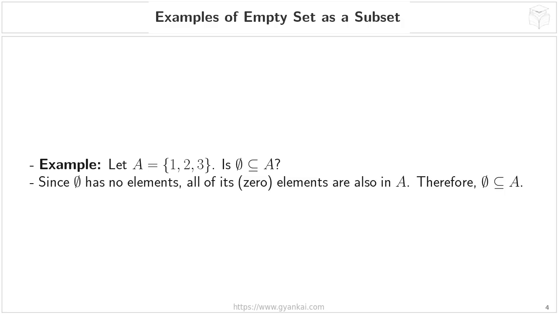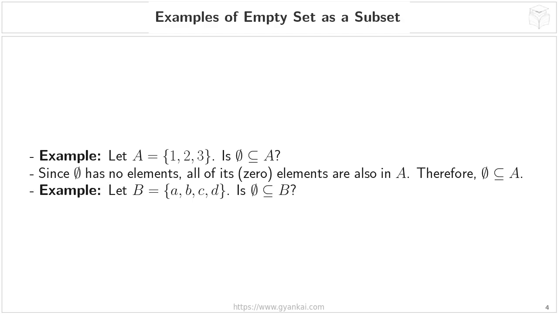Now, remember from the previous slide, to prove that one set is a subset of another, we need to show that every element in the first set is also present in the second set. But the empty set, by definition, has no elements. So, all of its, which is 0, elements are also in A because there are no elements in the empty set to even check. The condition for being a subset is automatically satisfied. Therefore, the empty set is a subset of A.